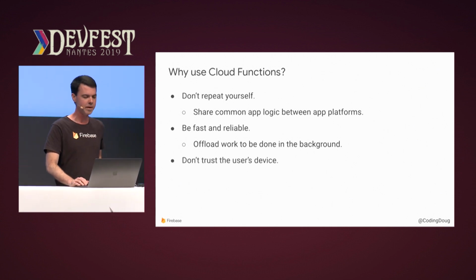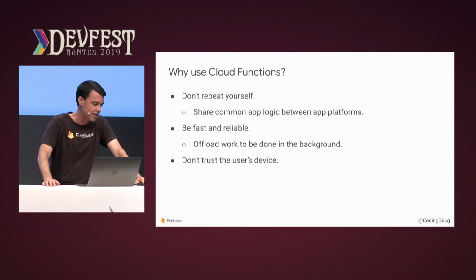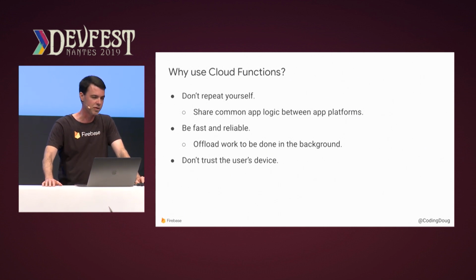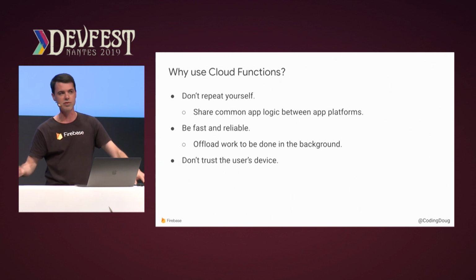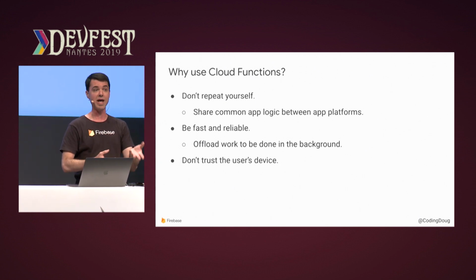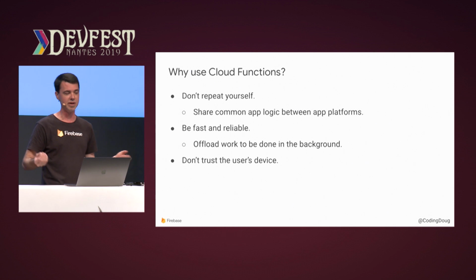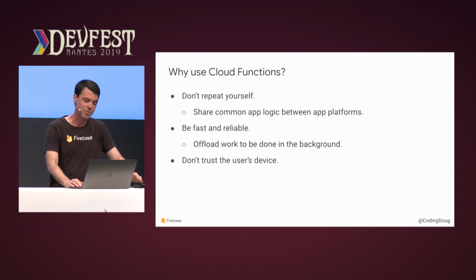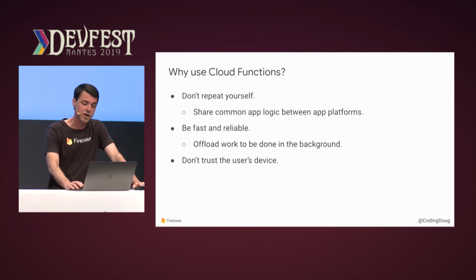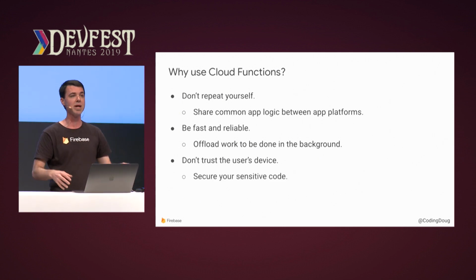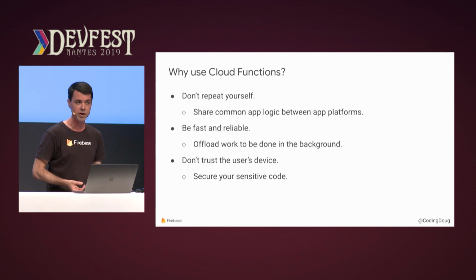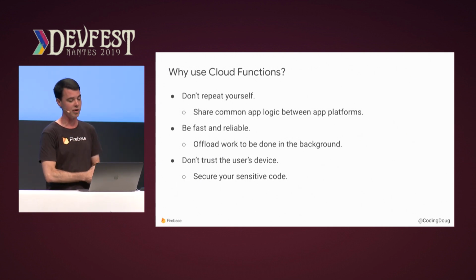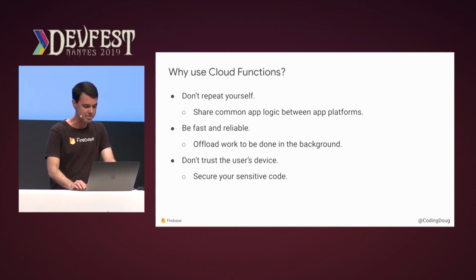And another thing that comes up a lot in mobile development is you can't really trust the end user's device. So if you're building a web app, people can view source. If you're building an Android app, there's an APK. You can actually decompile that APK, reverse engineer all the code, look at all the configurations. Same thing with iOS apps. You really can't trust the user's device. So you probably have some sensitive or secure code. You can move that into Cloud Functions as well. You don't have to have that in your app.